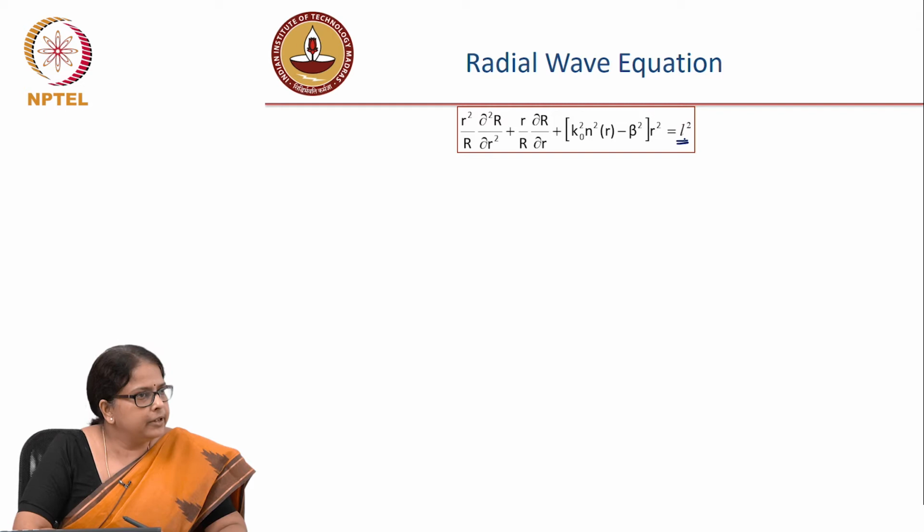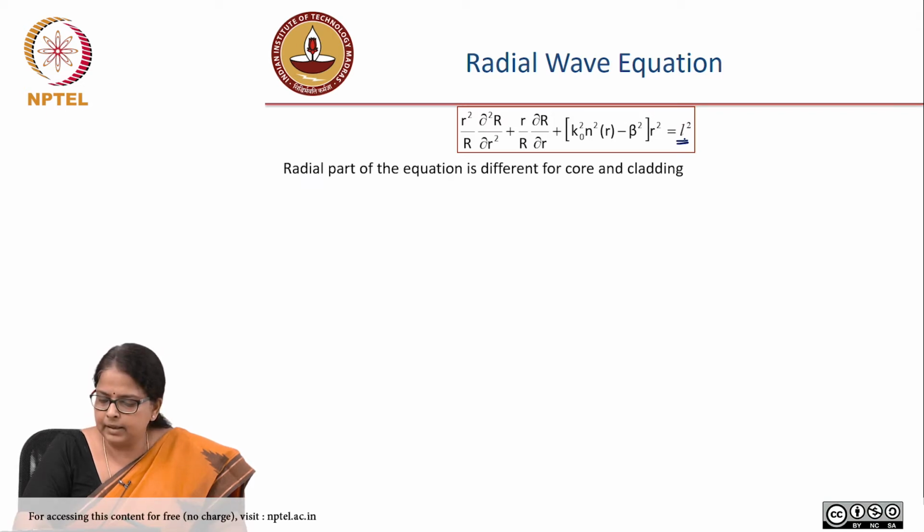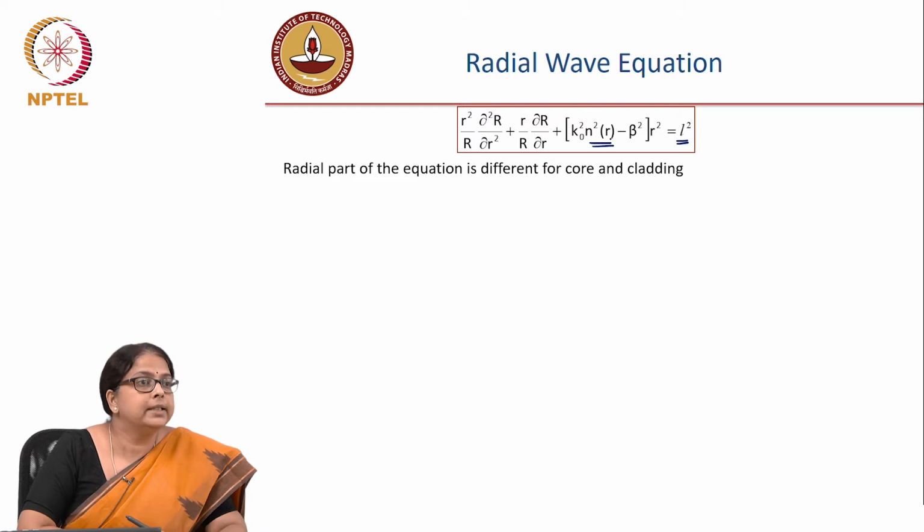This is a second order differential equation now, and now you have to worry about core and cladding, because it is still n square r. So, you do not know whether you are writing it for the core or for the cladding. Should you write it for the core or should you write it for the cladding?